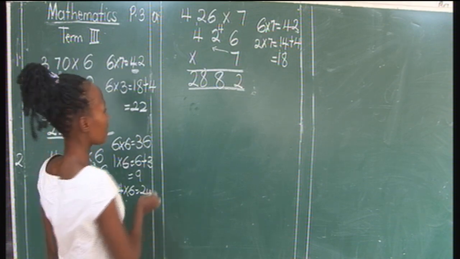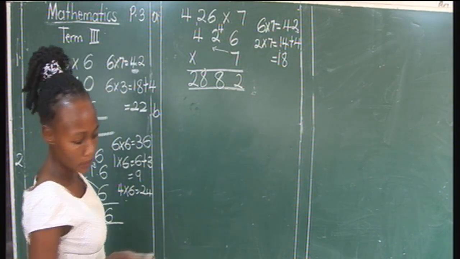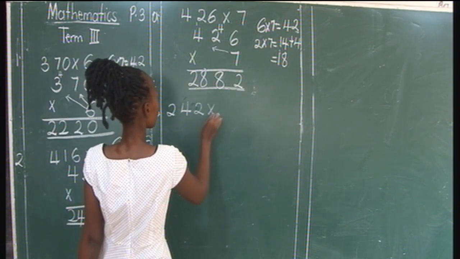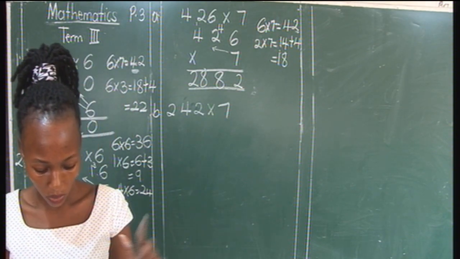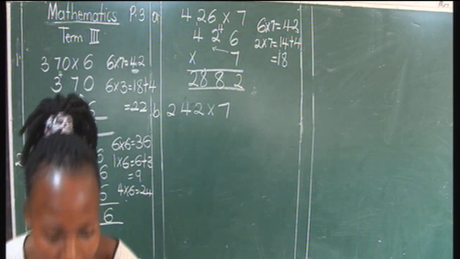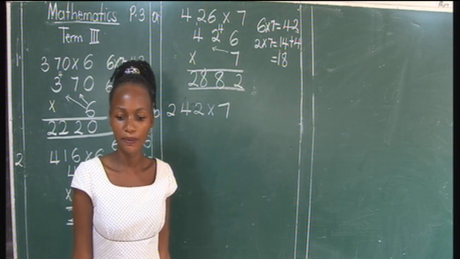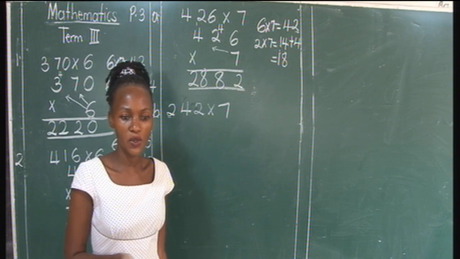Okay? Let's also work out part B. Part B there is 242 times 7. Let me not work it out. Can you work it out for me and tell me the answers which you've got? Work out part B in your books.